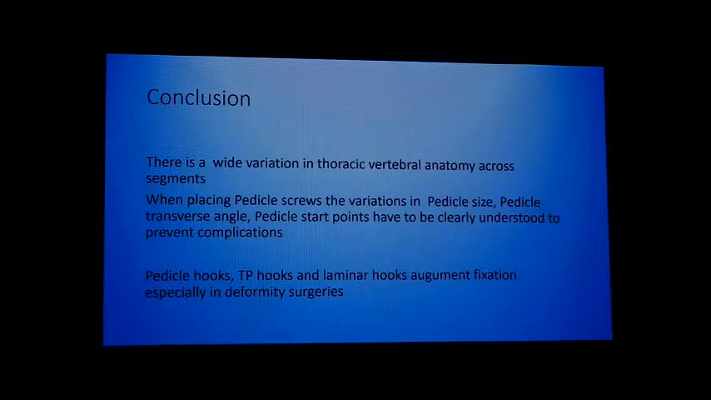So in conclusion, there is a wide variation in thoracic vertebral anatomy across the segments, especially in placing pedicle screws. These variations, such as pedicle size, transverse angle and the start points, will have to be clearly understood to prevent complications. Pedicle hooks or the different types of hooks can augment the fixation, especially in deformity surgeries. Thank you.